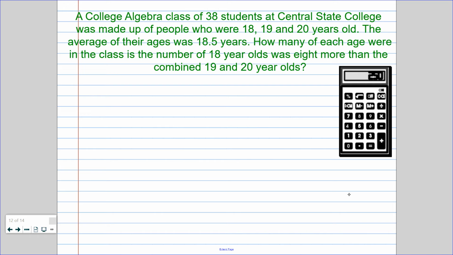Hi guys, this is part 3 of the section 8.2 lesson, 3x3 systems. Today we're just going to practice a little bit more with our word problems, setting them up and solving. Let's start with the first one.